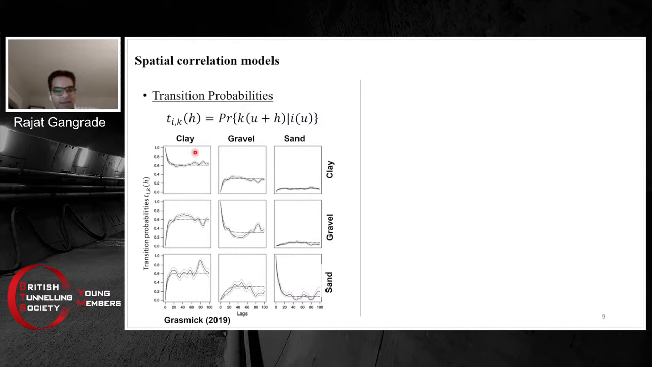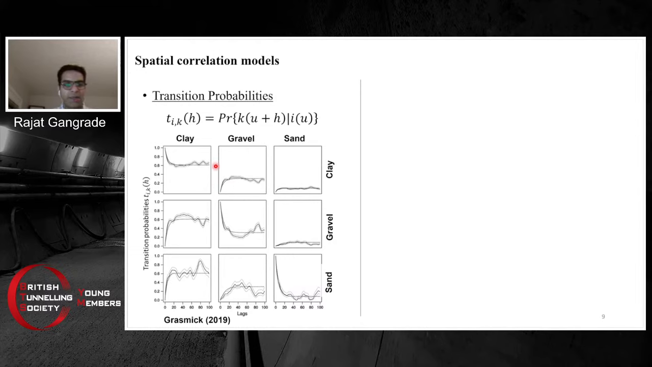In this case, this is an example where there were three soil types, and it signifies the probability of transition from one soil type to another as you go farther away with distance. On the y-axis, you see the probabilities. As an example, if you are standing in space at a location where there is a clay sample, how far will you see another clay sample? The probability of encountering a clay sample at distance zero is obviously one because you're standing at a clay sample. But this probability decreases and remains constant at 80% for any farther distance.